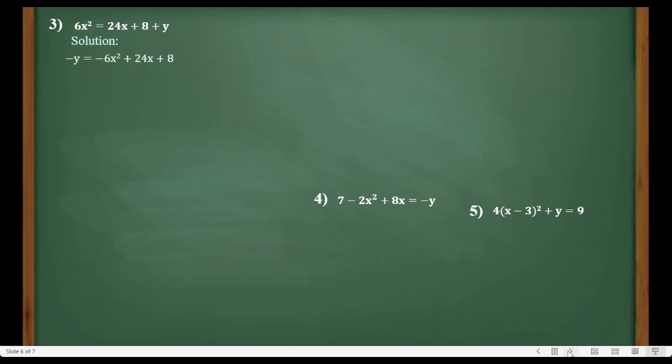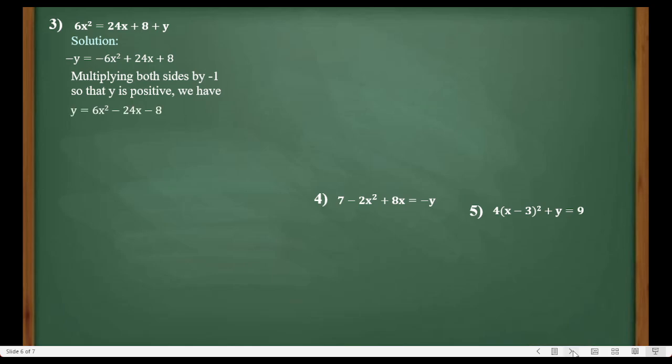Okay, for our solution, y from right transpose to the left, so it becomes negative y. How about 6x squared? We transpose this to the right. And we place it after the equal sign, followed by 24x plus 8. And at this moment, this is not yet totally the vertex form because we need to eliminate the negative sign from this side. So, from negative y, it should be y. So, multiply both sides by negative 1 in order for this y right here, from negative, it will become positive.